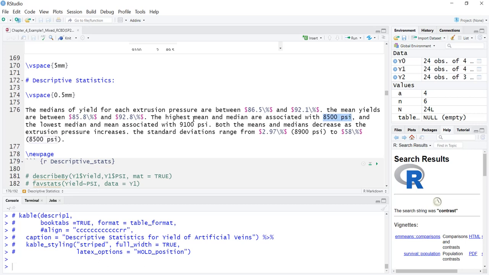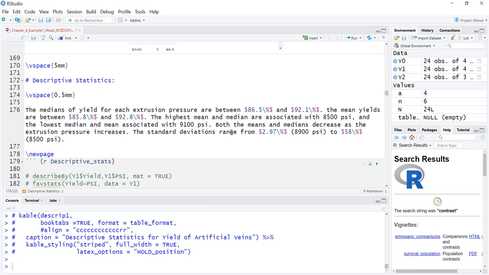Well, if the highest mean was with a different PSI than the highest median, then I'd have to make this two sentences and talk about the means, and then come back and talk about the medians, or vice versa. So that's what I'm looking for, especially on the project, is for you to analyze this and say what's happening. And I need to capitalize that. So both the means and medians decrease as the extrusion pressure increases. That's a key point here.